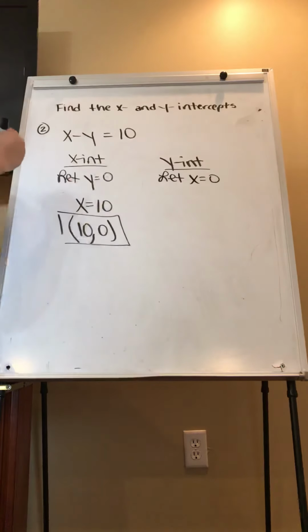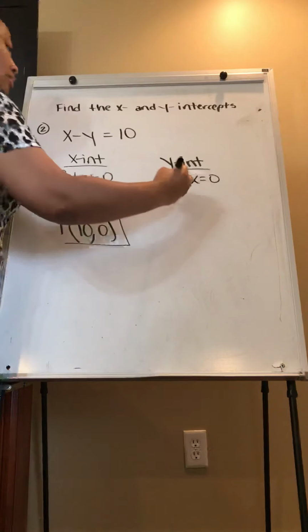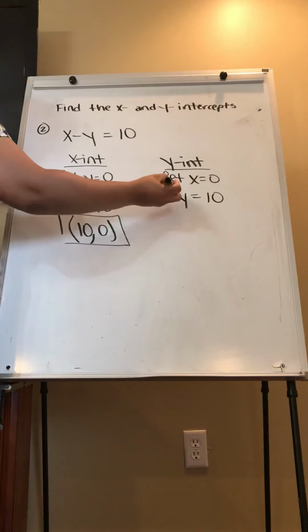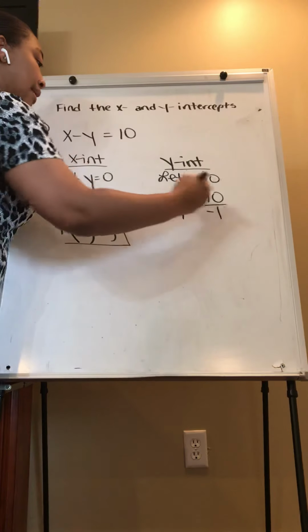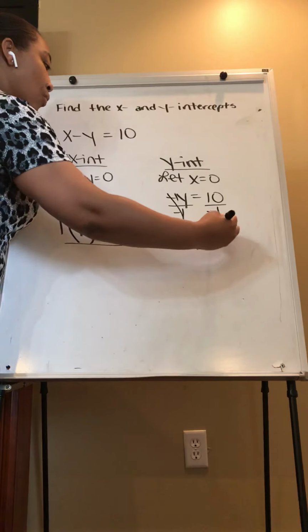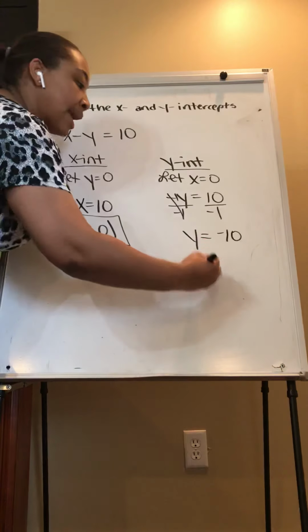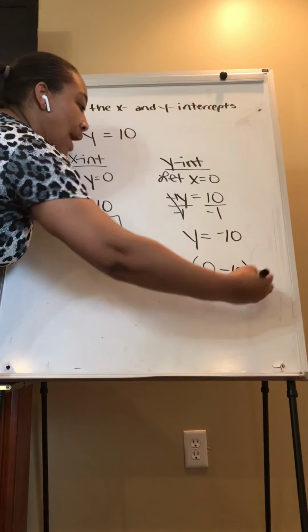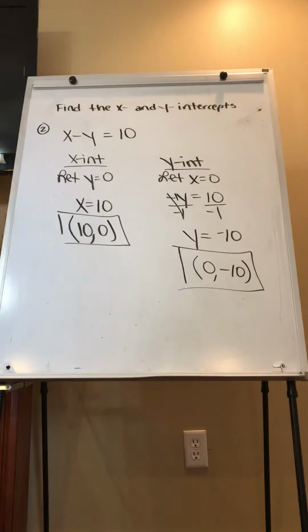To find the y-intercept, you're going to let x equal 0. So you let your x be 0, therefore it's gone, and you've got negative y equals 10. But again, you've got to get that negative off of that variable, so you're going to divide by negative 1. So your y is negative 10. My ordered pair, the x coordinate is going to be 0, and my y is negative 10. So my y-intercept is (0, -10).